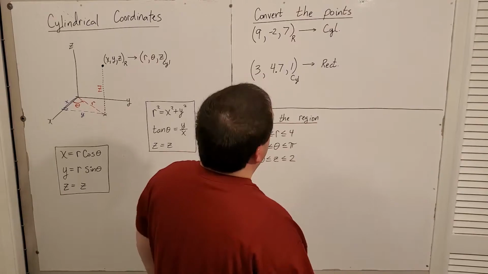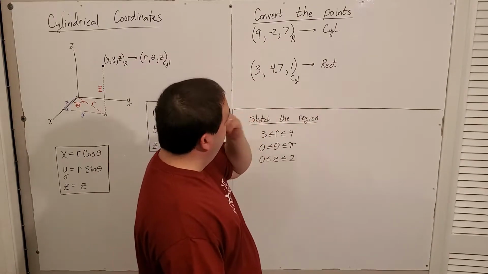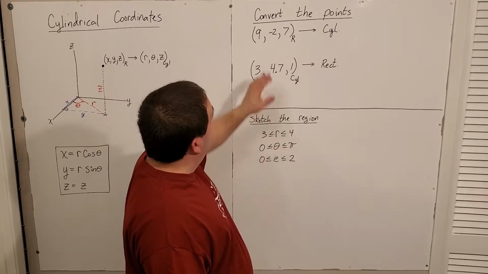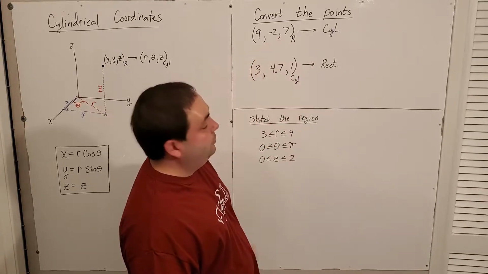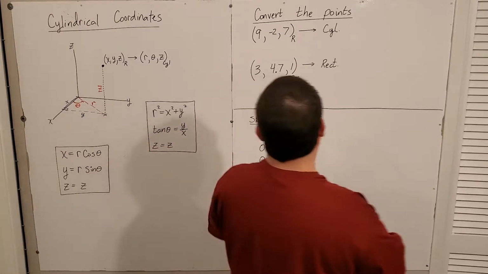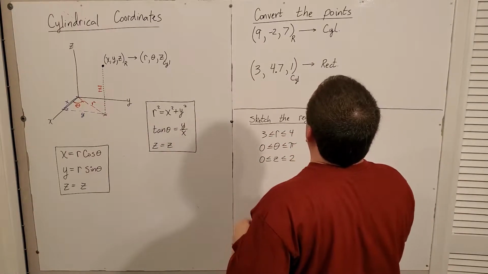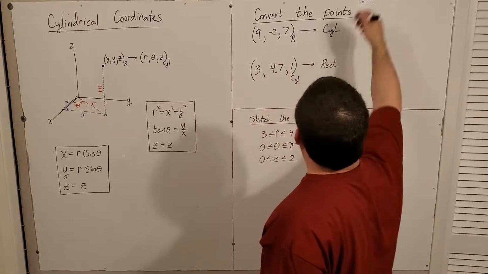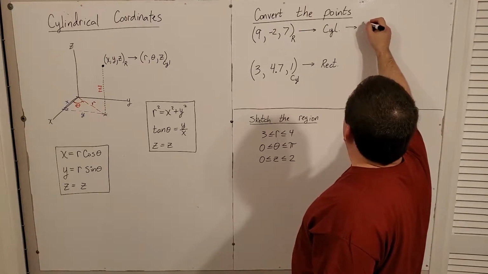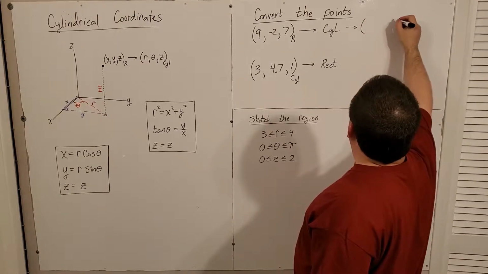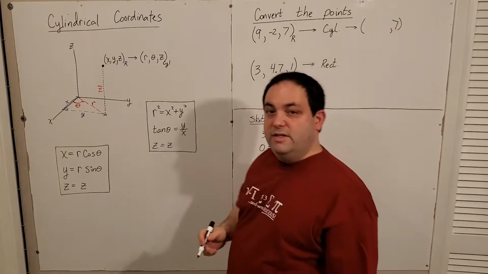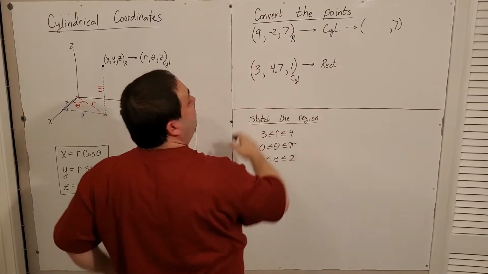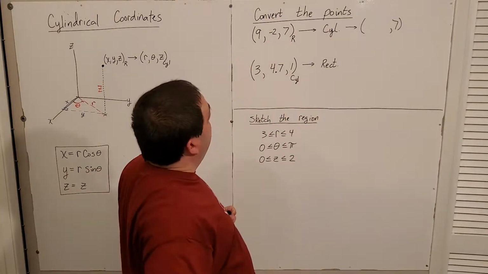Let's do a couple of conversions and talk about regions and stuff. So we're going to convert the point here from rectangular, (9, -2, 7). To convert that one into cylindrical, I'm going to need an r, a theta, and a z. Well, I've already got z, don't I? So it's still going to be 7 in the z. I just need to convert the x and the y now into the r and theta.